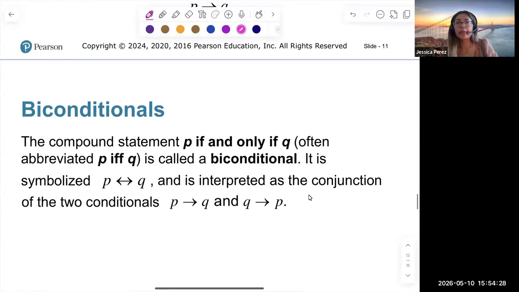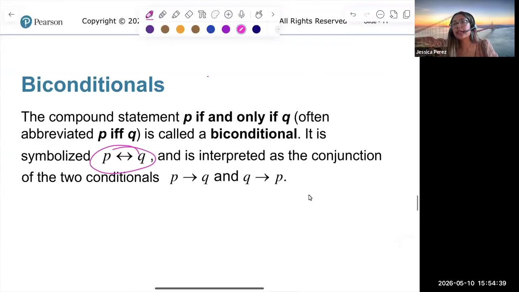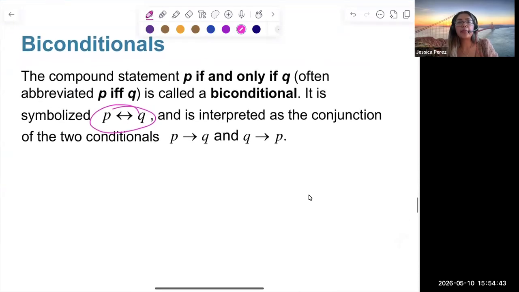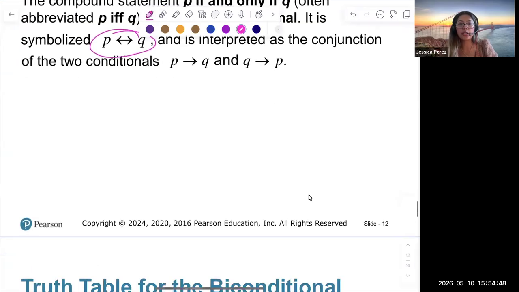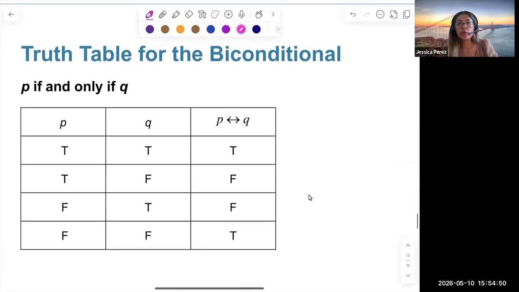We also have something called a biconditional. So if and only if. This is P if and only if Q. So it has to go both ways. So P implies Q and Q implies P. So this is a double conjunction. What we have to do is look at it by a table that conditions both P and Q. So let's look at the truth table.